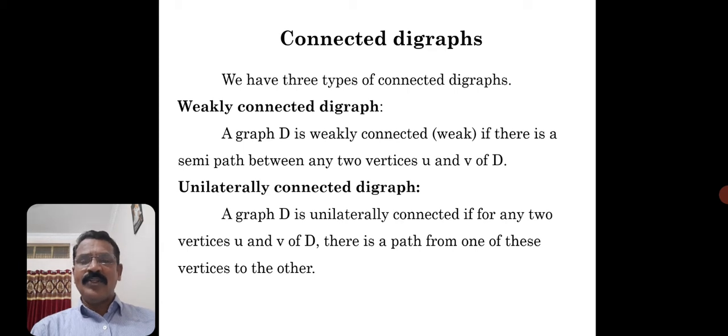What do you mean by a unilaterally connected digraph? A digraph D is unilaterally connected if for any two vertices U and V of D, there is a path from one of these vertices to the other. That means there is a path from U to V or there is a path from V to U. Then that digraph is called a unilaterally connected digraph. That is the difference between a weakly connected digraph and a unilaterally connected digraph.